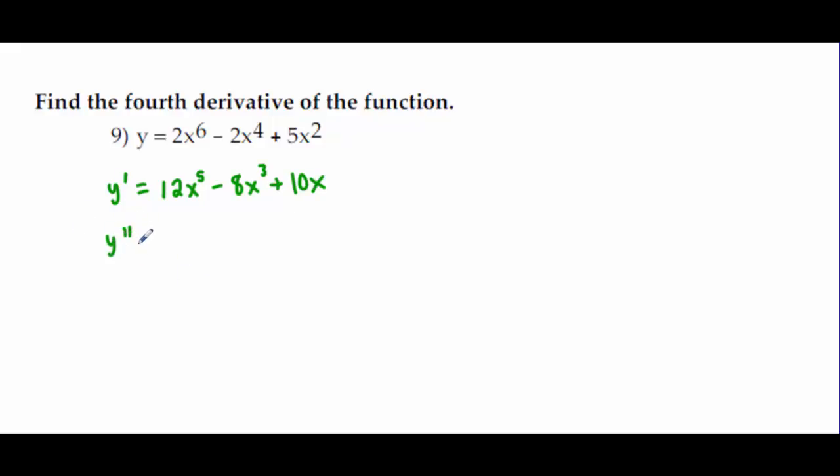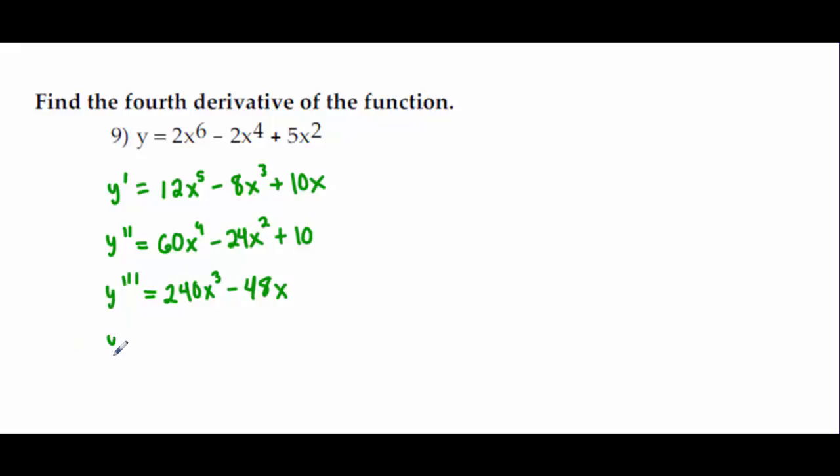Now the second derivative, I'm going to do the derivative of what I got here. So this is going to be 60x to the 4th minus 24x squared plus 10. As I go through this, my coefficients, the numbers in front of my x's, should be getting bigger because I'm going to multiply a bunch, but then my exponent should be getting smaller. So my third derivative, 60 times 4 is 240, x to the 3rd, 24 times 2 is 48, and then just x to the 1st, the plus 10 goes away.